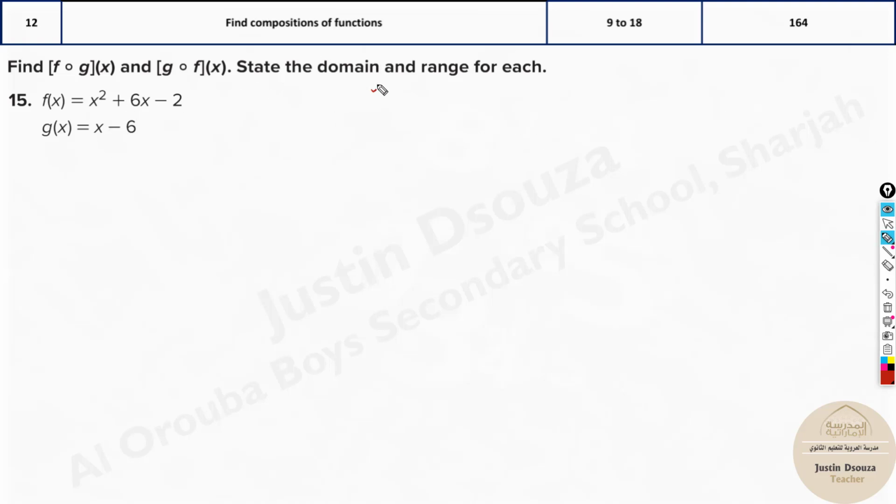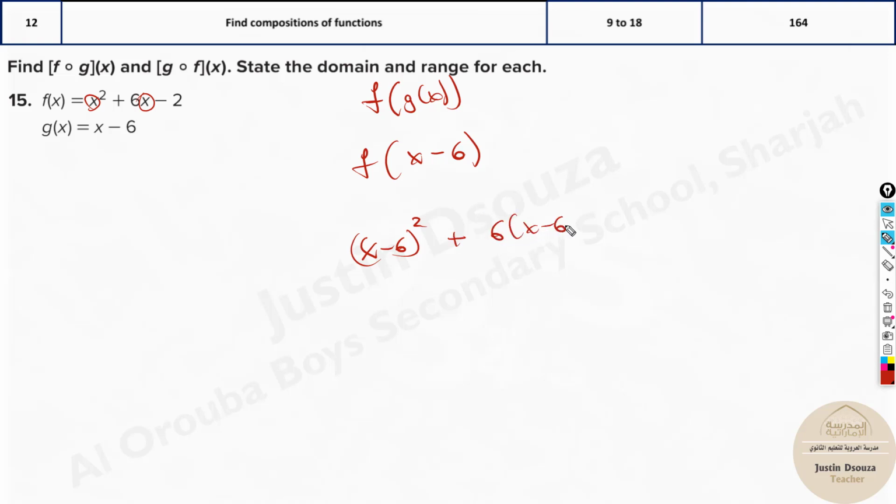So what happens is, I'll do one thing properly, the other one you can do by yourselves. It's g of x, the first function. So instead of g of x, what do we put? x minus 6. And now here there are two x's, right? Wherever x is there, you will substitute that. x minus 6 the whole square plus 6 into x minus 6 minus 2. I hope this much is clear. You just substitute these values and now solve it.